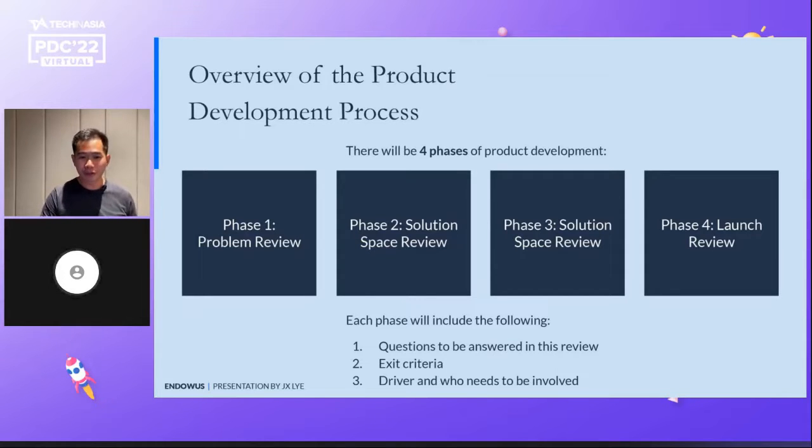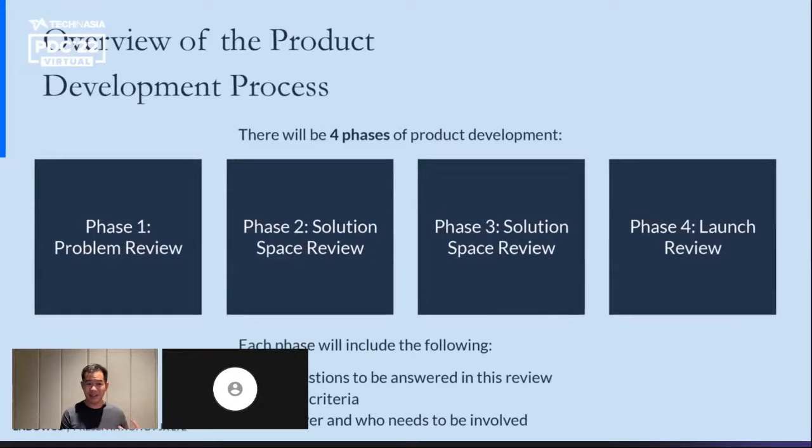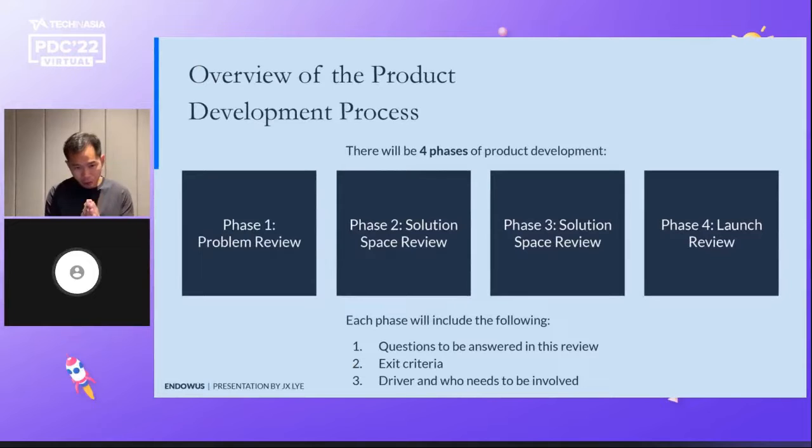So there will be 4 phases of product development. Phase 1 is centered around the problem review, thinking about what the problem is and how to define the problem and how we convince that it is the right problem to solve. In phase two, we'll go on to a solution space review, and I'll talk more about this. But the solution space is really about coming up with solutions and not really defining it yet. And then phase three is when we actually have an actual review.